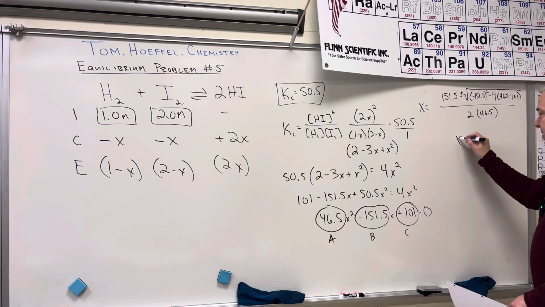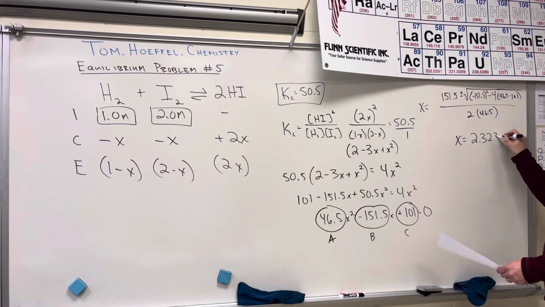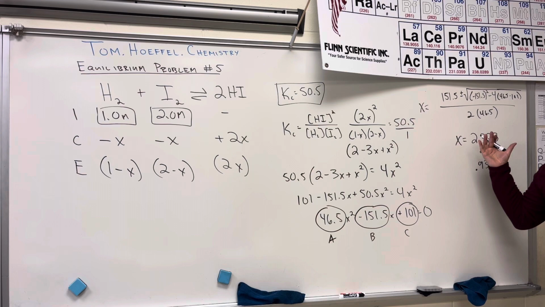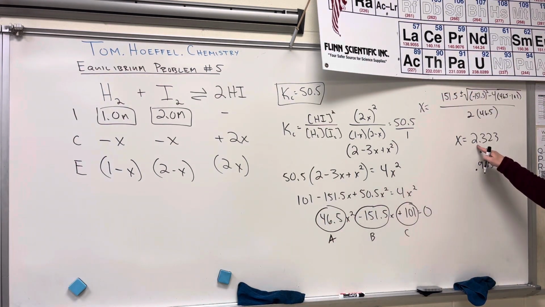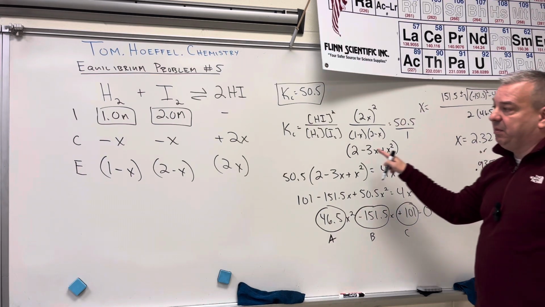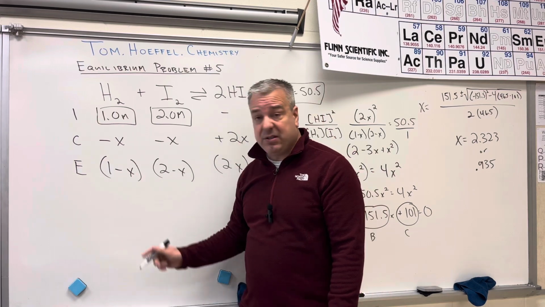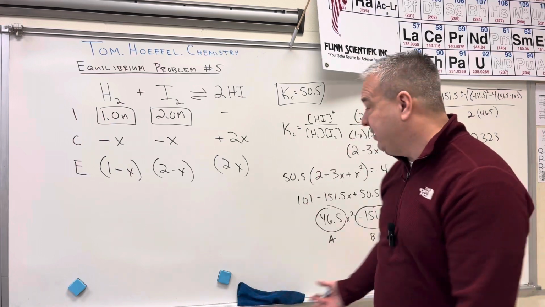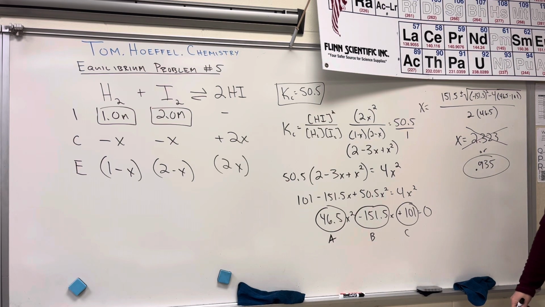Okay, and when we do the math there, x is going to be equal to 2.323 or 0.935. Now, one of these roots makes sense. The other one does not. The one that does not make sense is the 2.3, because if I plug in 2.3 for this x, 1 minus 2.3 would be a negative number, and you can't have negative concentrations. So this root would be wrong, and the one that we have to use is 0.935.